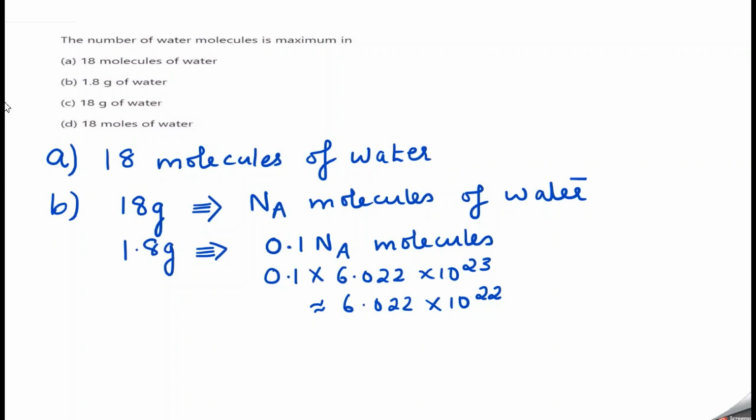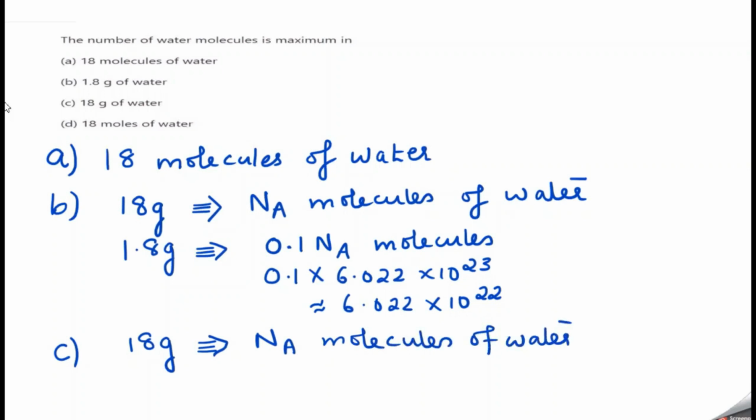Now we will come to option C. So coming to option C, you know that they have directly given 18 gram of water. Just now we have learned that 18 gram is the molecular mass of water. It will always have how many molecules? Na molecules of water. Correct. So Na molecules means how many molecules are present? That is 6.022 into 10 power 23. Correct. So Na molecules means I can say 6.022 into 10 power 23. Now tell me, option B or option C, which is highest? We know that option C is highest.